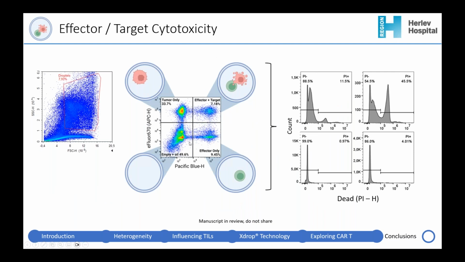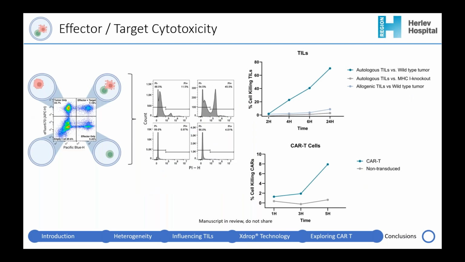So within each of these quadrants, this is when we can look at the PI channel. We can look at the cell killing based on the propidium iodide staining. So in the empty cells, of course, we see none. There's some background death in the target and effector only cells. And then we see a lot more killing in the co-encapsulation populations.